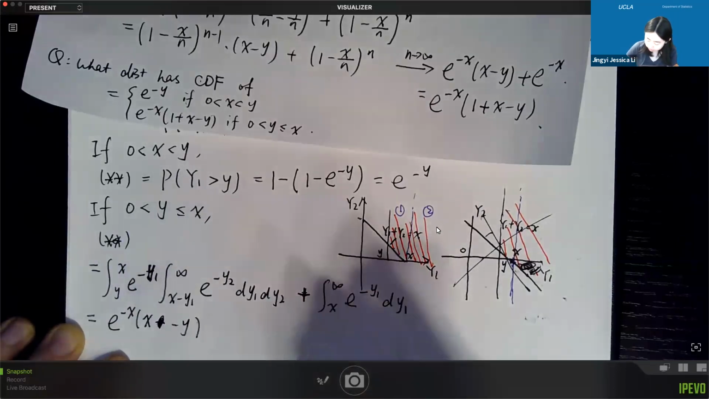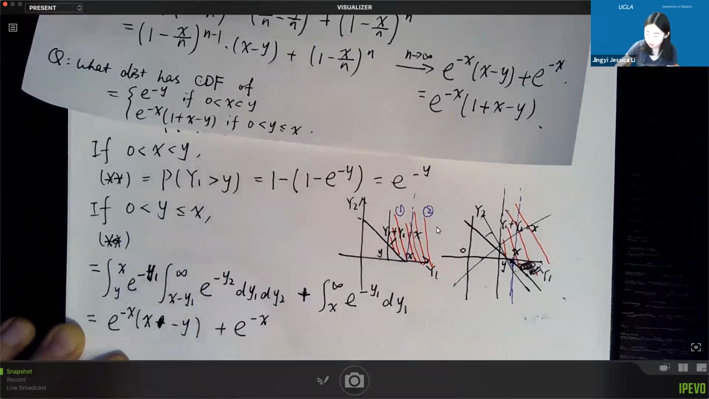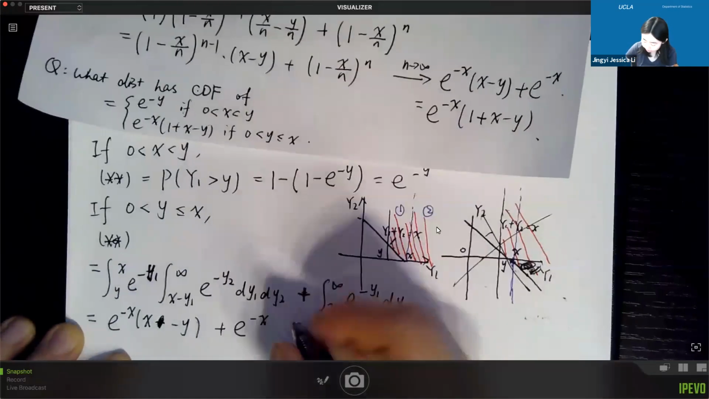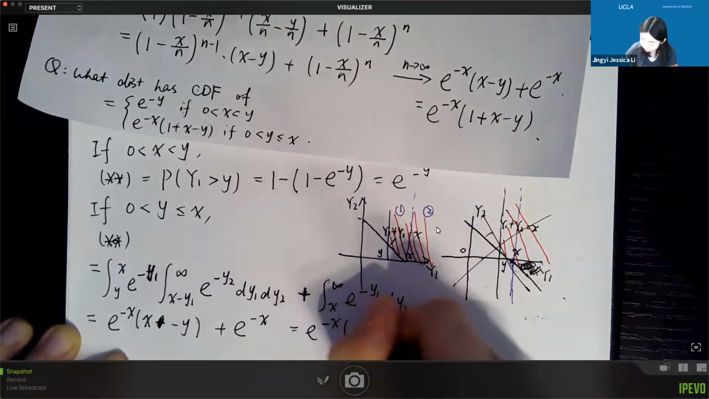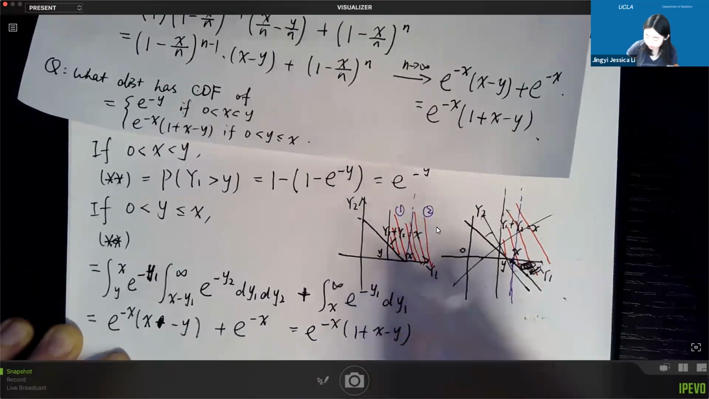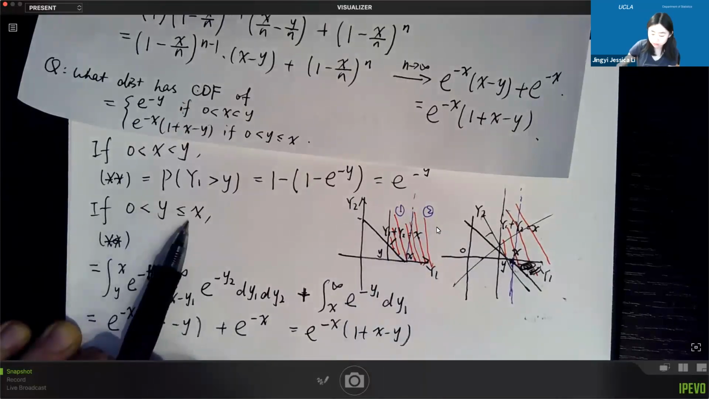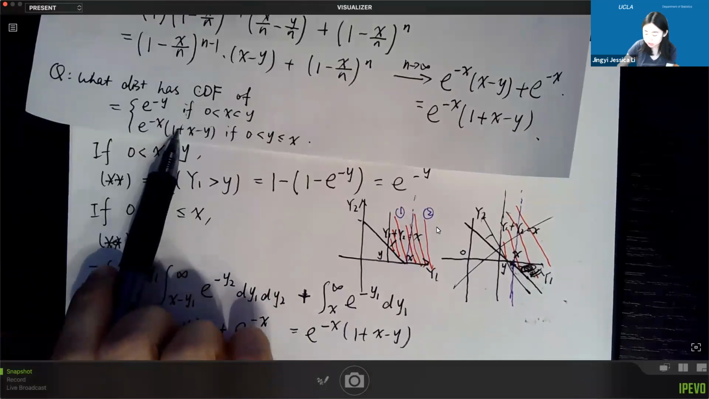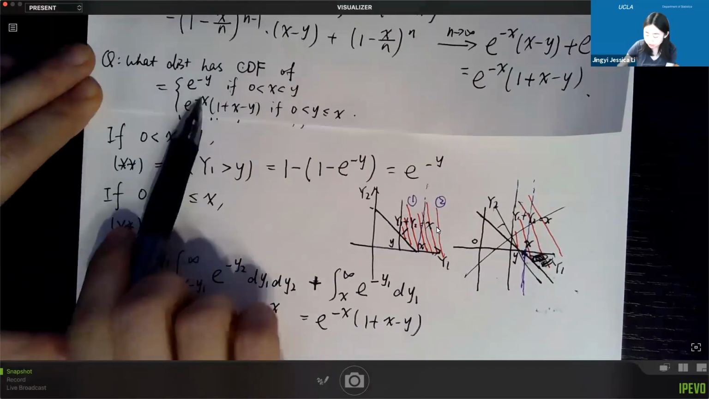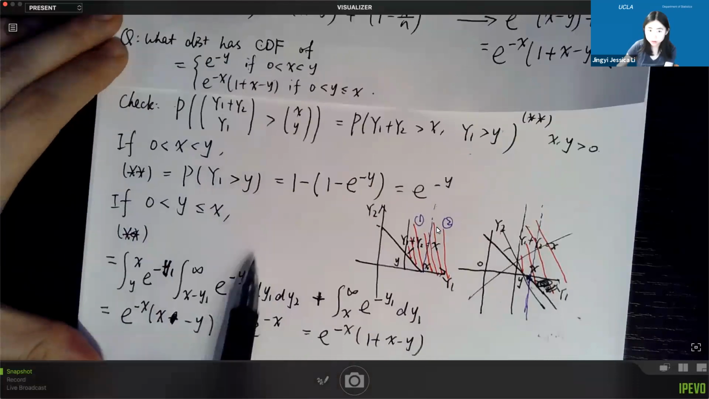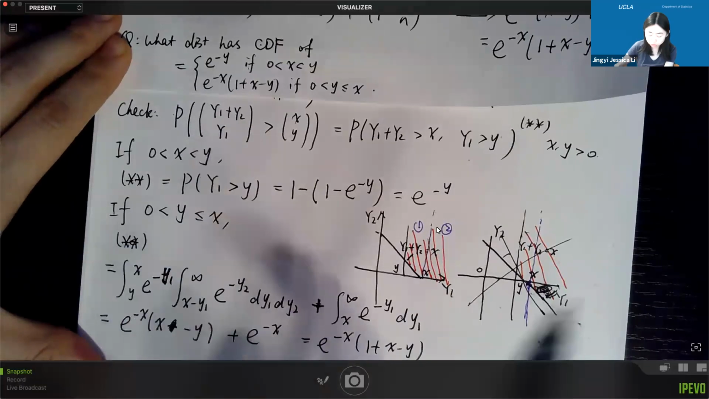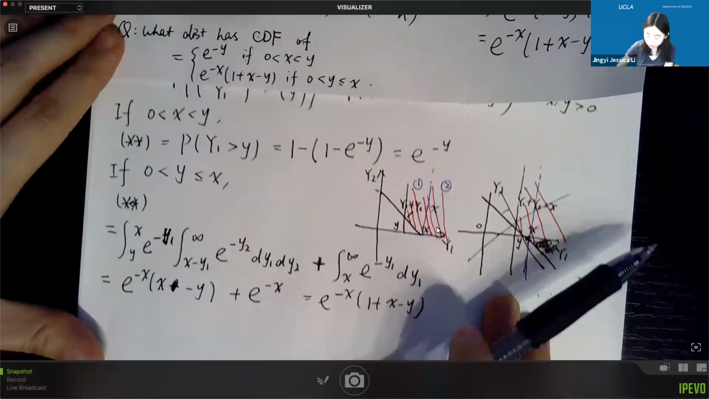And the second part is exponential to the negative x. So you see, combining them, this is equal to exponential to the negative x, 1 plus x minus y. And this is the case when y is less or equal than x. And it's exactly what I have here. So I basically verified that the limiting CDF I previously derived is just the CDF of y1 plus y2 and y1, where y1 and y2 are independent exponential 1. That's it.